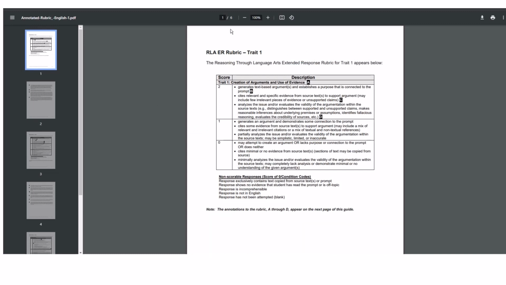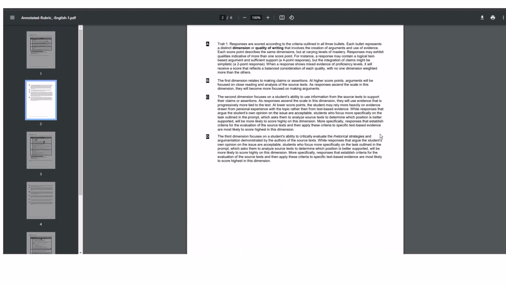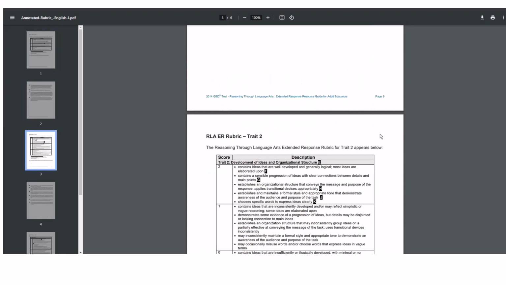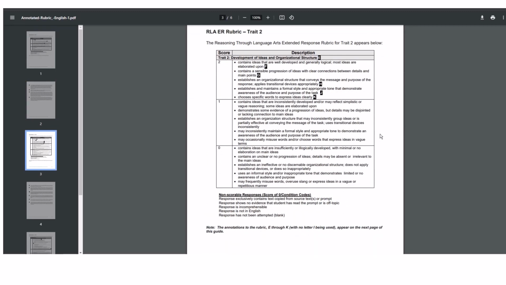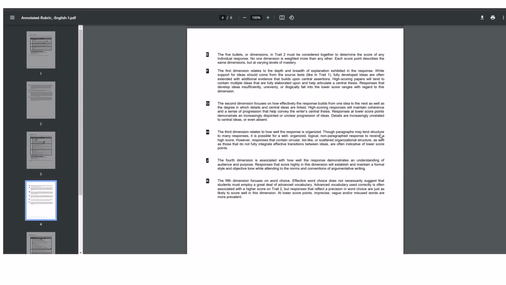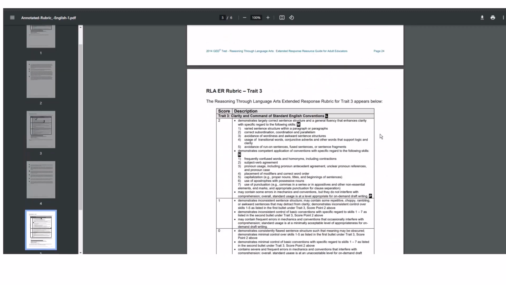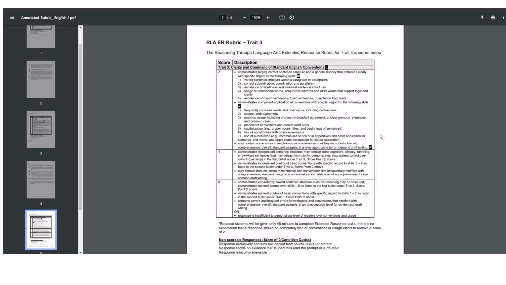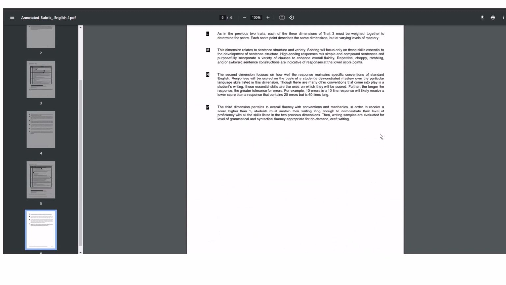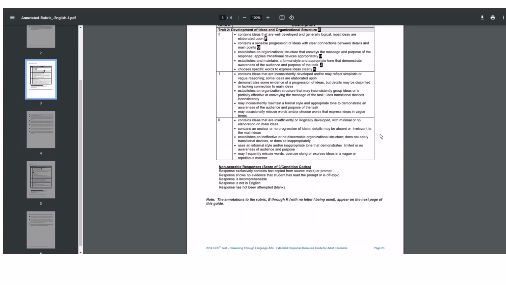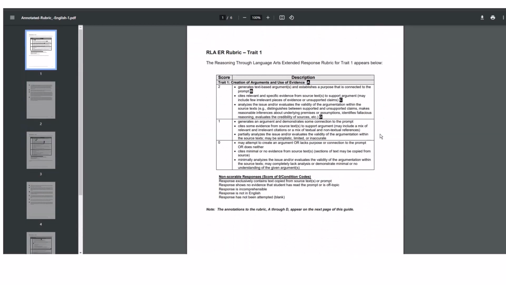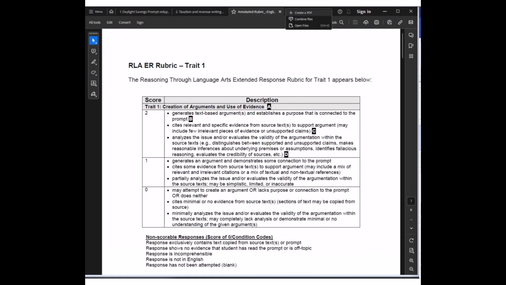When you open the rubric, you'll notice it says 6 pages, but it's not. It's only 3 pages. So let me explain. The rubric itself, the 3 traits, are on the odd pages, pages 1, 3, and 5. The even pages have annotations or comments about those traits. So let's look at the first trait and then the annotations.